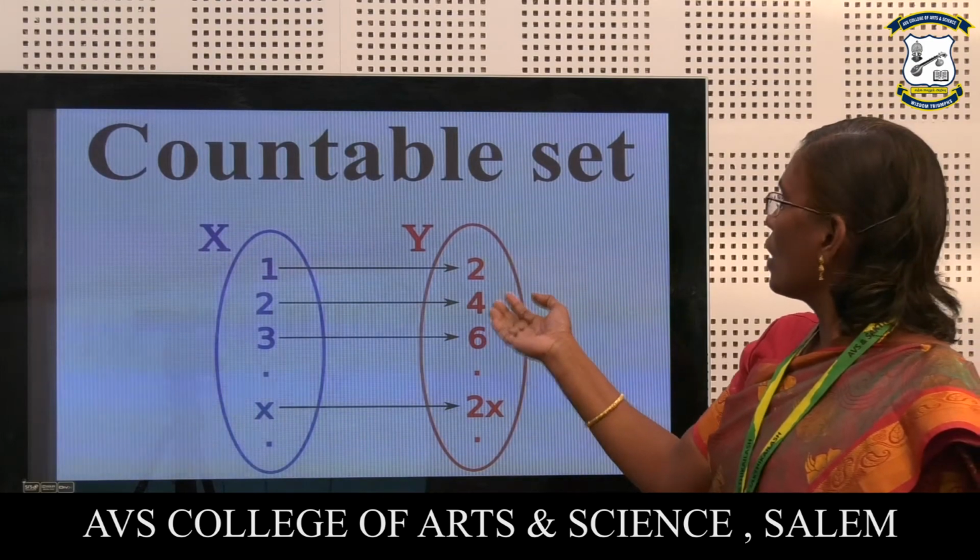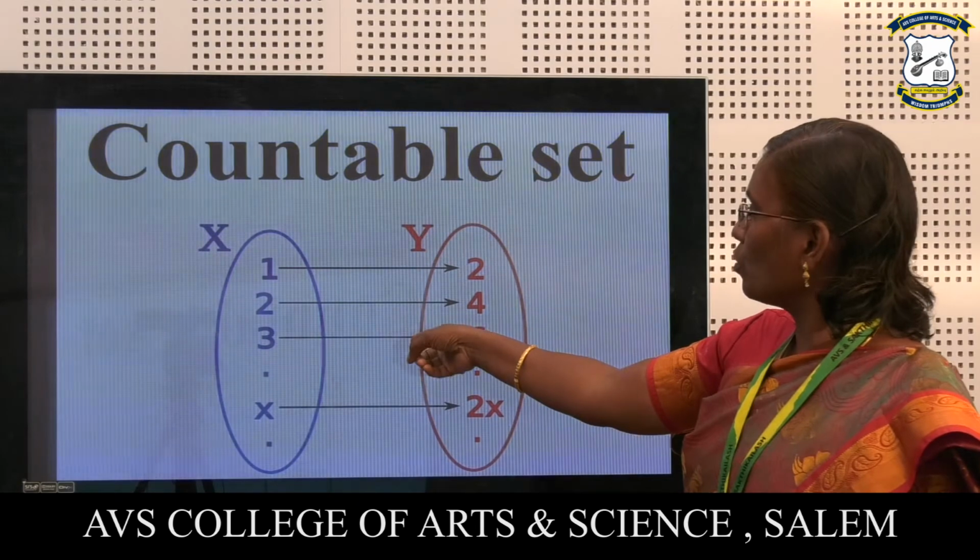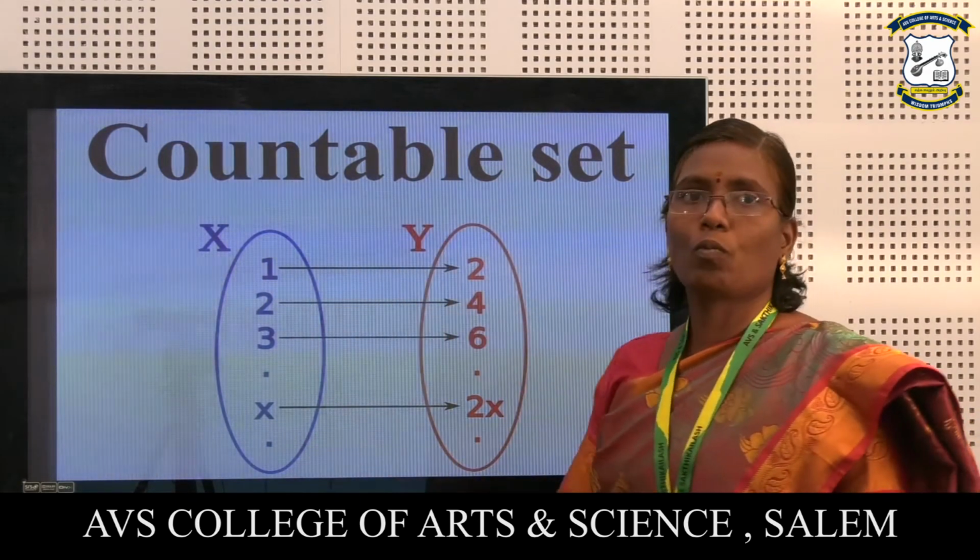These are examples of a countable set of two sets. There is a one-to-one and onto relation between the set X and Y.